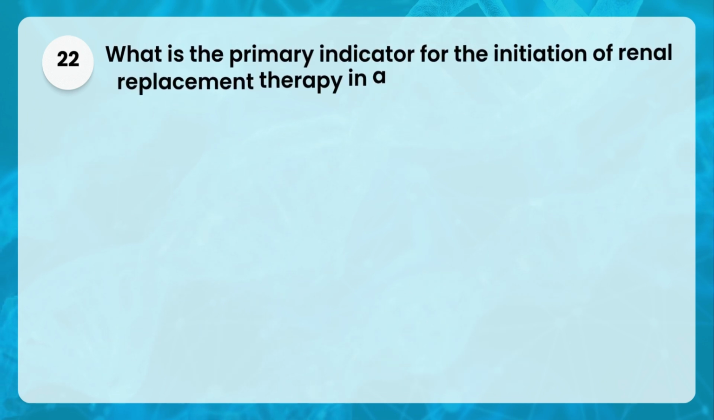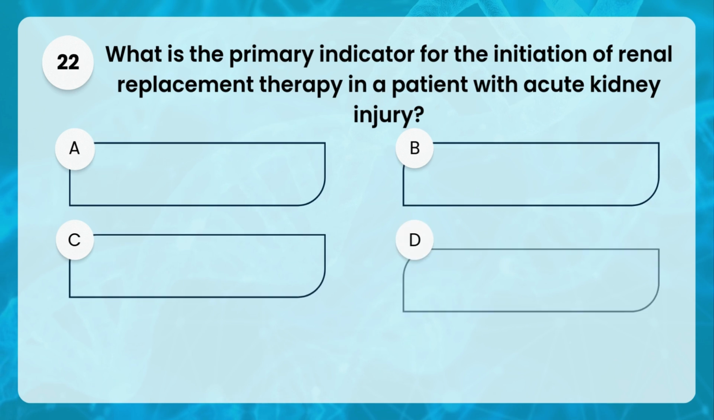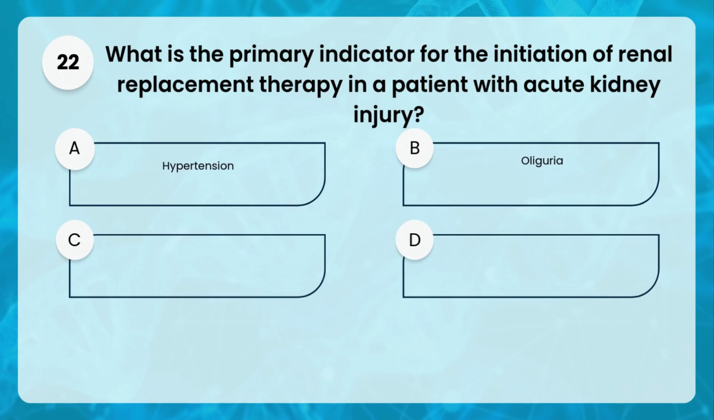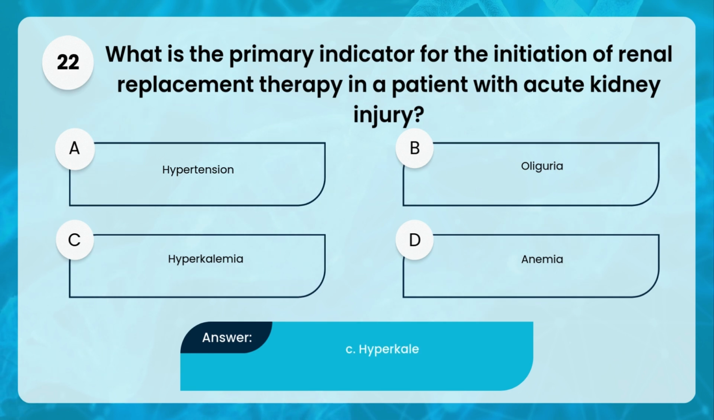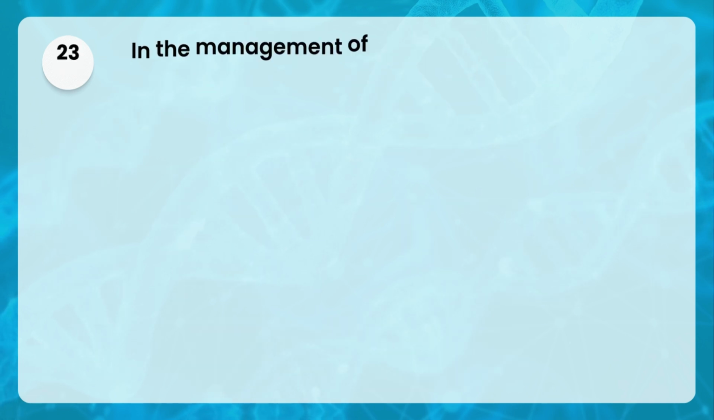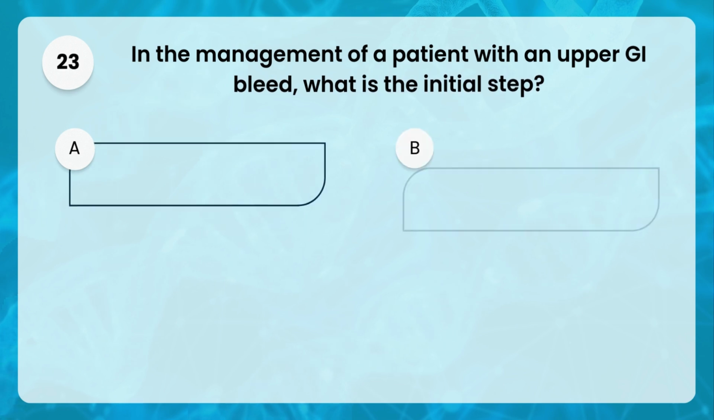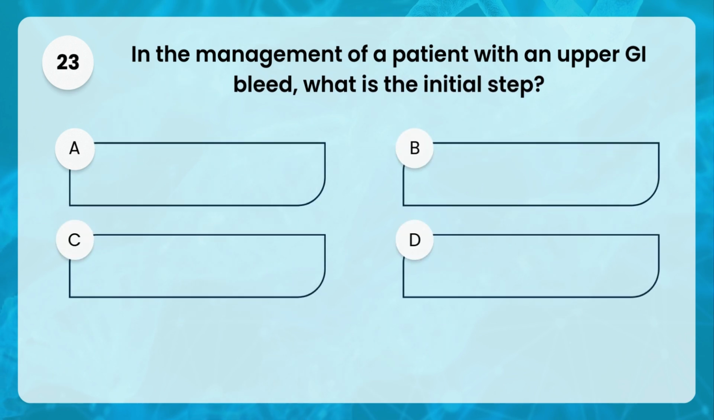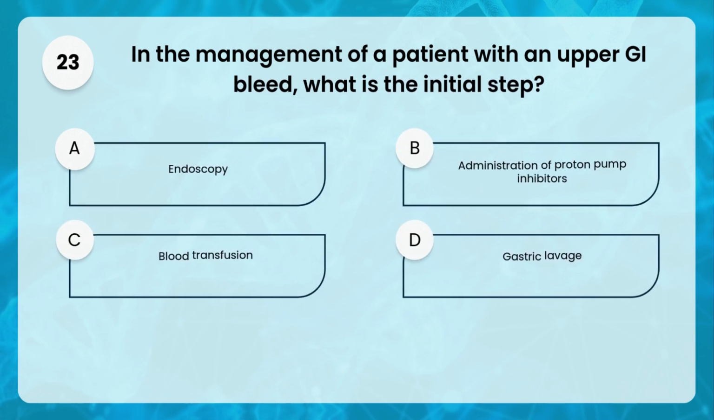Number 22. What is the primary indicator for the initiation of renal replacement therapy in a patient with acute kidney injury? A. Hypertension. B. Oliguria. C. Hyperkalemia. Or D. Anemia. The answer is C. Hyperkalemia.